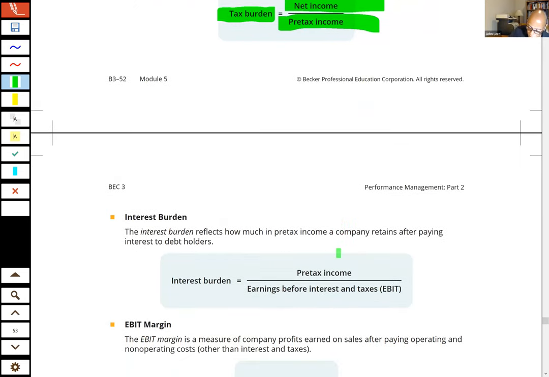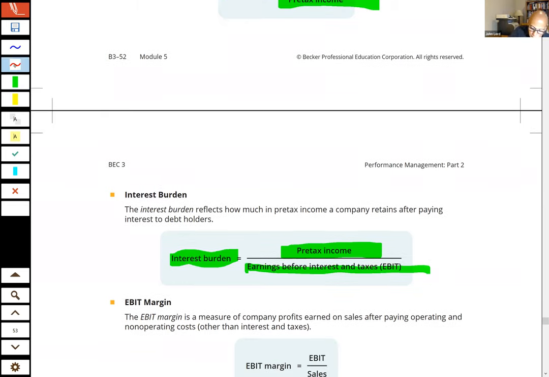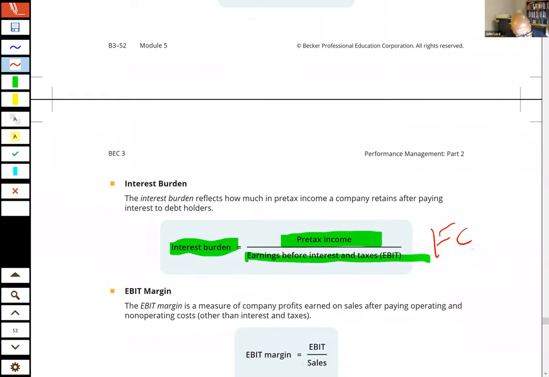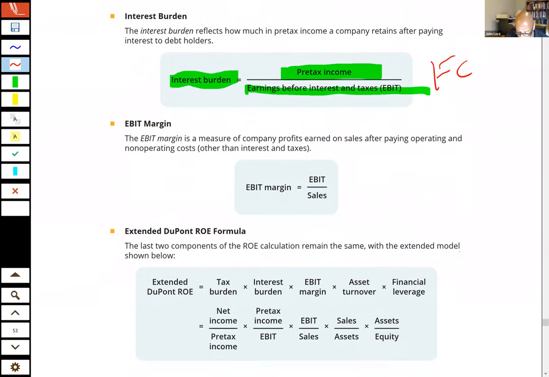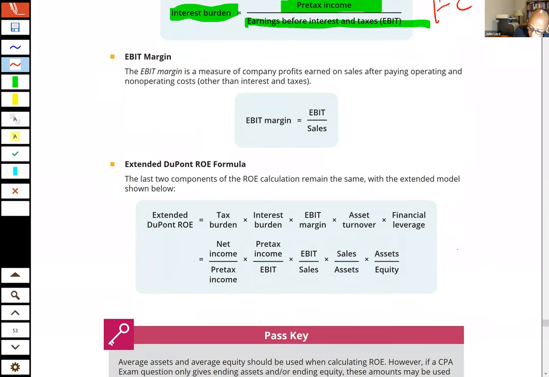Interest burden is going to be basically our pre-tax income divided by earnings before interest and taxes, commonly referred to as EBIT. I think you've heard that term, but you can flashcard that. And then you come over and you take a look at the extended DuPont return on equity formula. And it is basically all of those items that we've looked at previously multiplied together, and you can flashcard that.